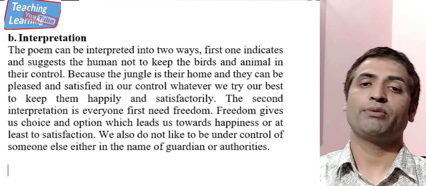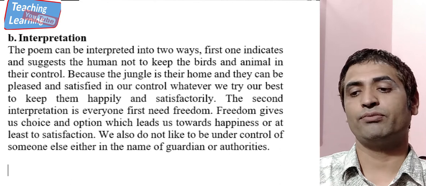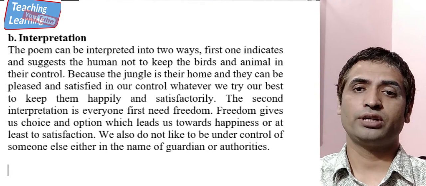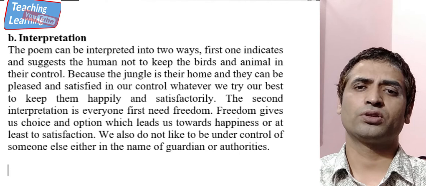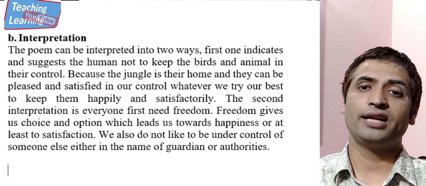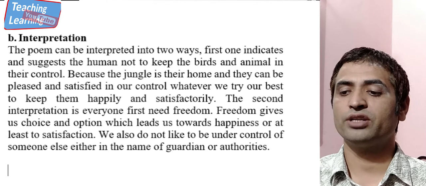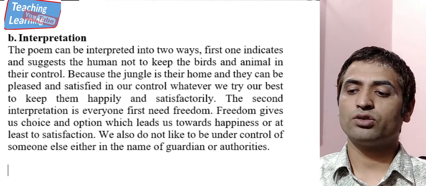We think that we have given them very beautiful and tasty food. We are looking after them. We are spending our resources and our time to take care of them, but they are not happy. If you put a parrot in the cage, whatever food you give him, whatever service you provide for his happiness, he is not going to be happy. A bird is meant to fly freely in the sky. So, let the birds and animals live in their freedom rather than putting them in a cage or in control. That is the main message. Because the jungle is their home, and they cannot be pleased and satisfied in our control, even if we try our best to keep them happily and satisfactorily.